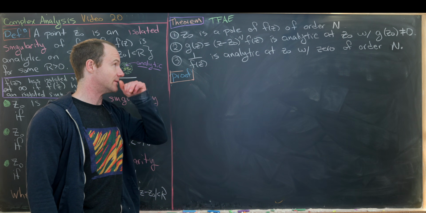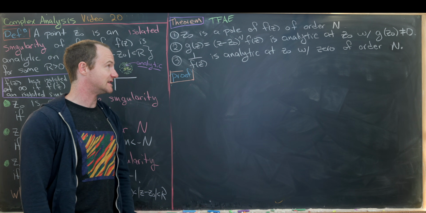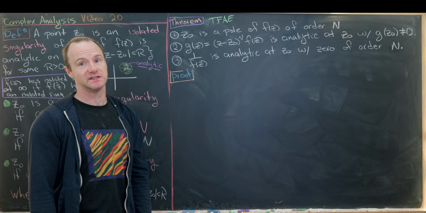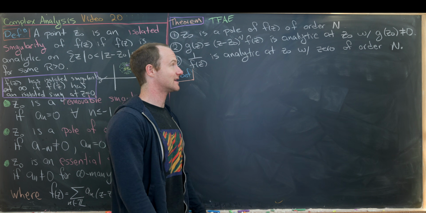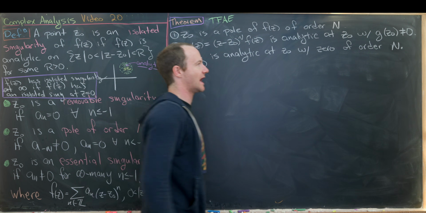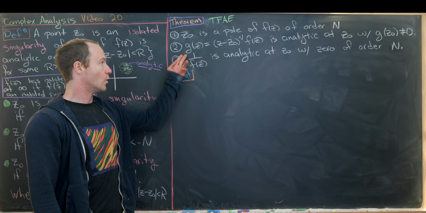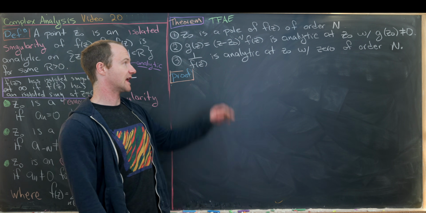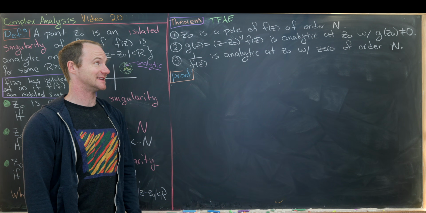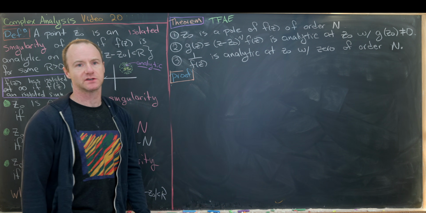The second statement is that if we define a function g of z as z minus z naught to the n times f of z, that new function is analytic at z naught. And furthermore, it is non-zero at z naught. Then finally, 1 over f of z is analytic at z naught, and it has a 0 of order n. Okay, so let's see how this goes.